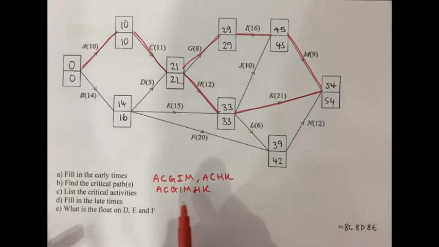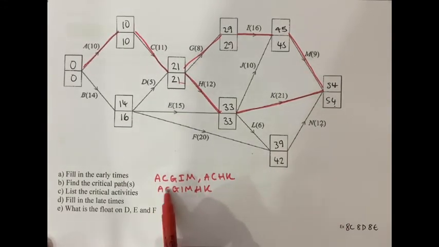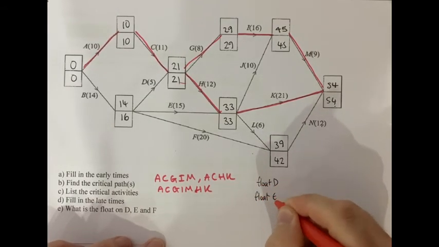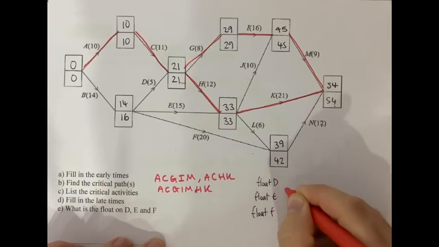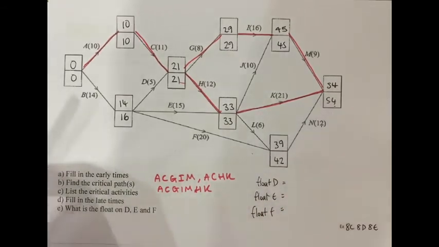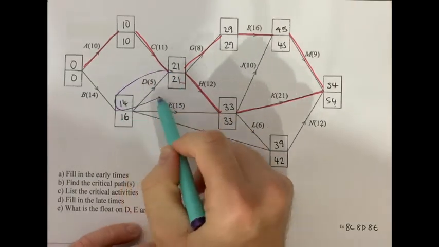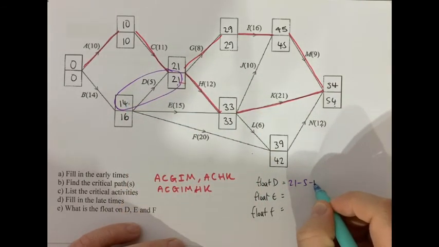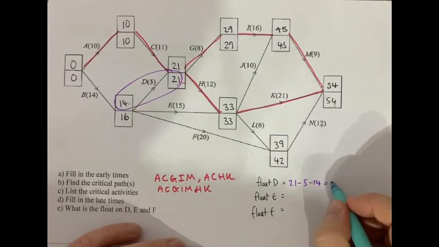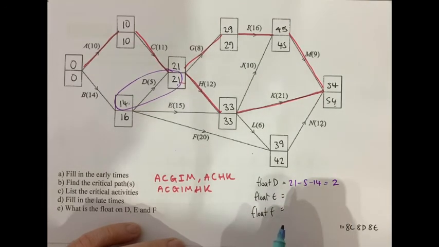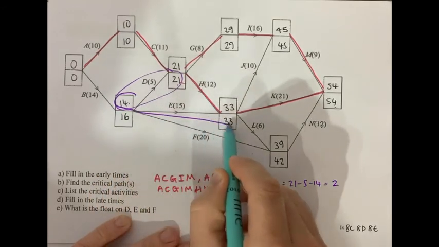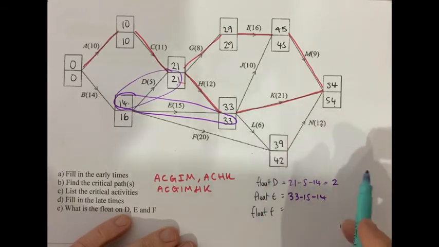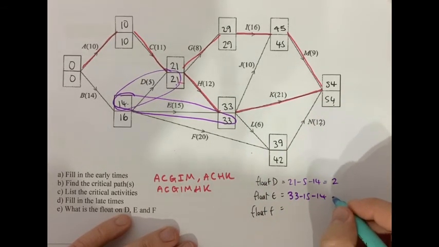What's the float on D, E, F? Well, none of them are critical, which is a pain. So float on D, float on E, float on F. Where's D? Do you see it? Late, take event time, take early time. 21, take 5, take 14, equals 2. Float of 2. Float on E: 33, take 15, take 14. So what's that take away? 19, 29, so that's a float of 4.